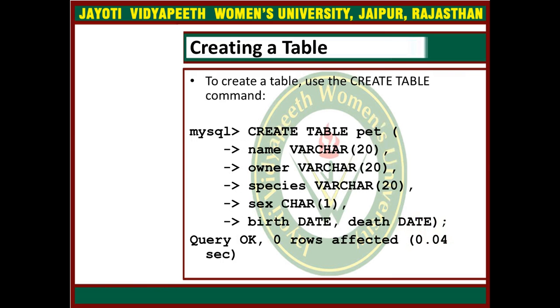Creating a table. To create a table, use the create table command. You can see here create table pet with name, owner, species, sex, birth, death. You have to write all these fields with their data types. You have to mention them here. Okay, and the query is okay, 0 rows affected.